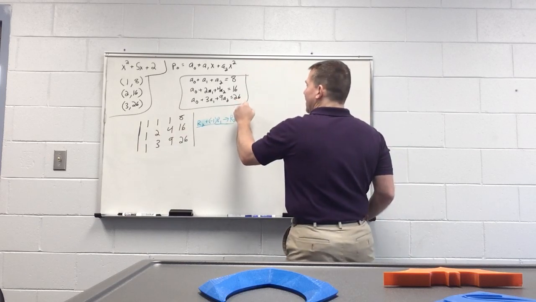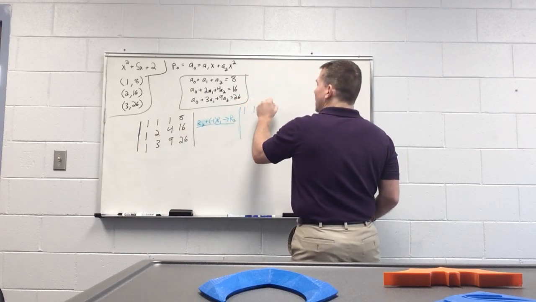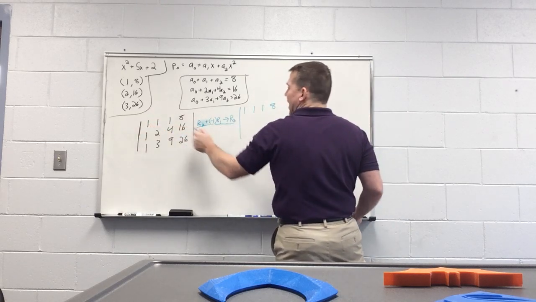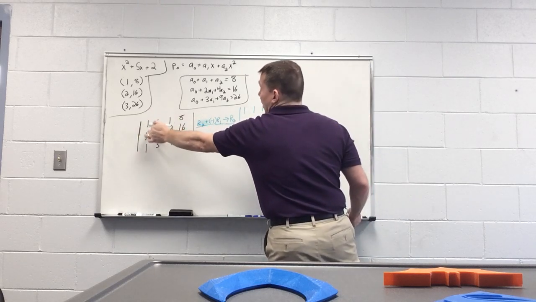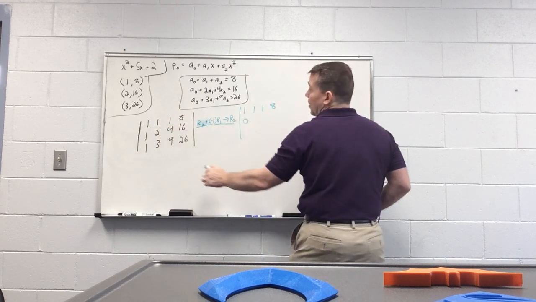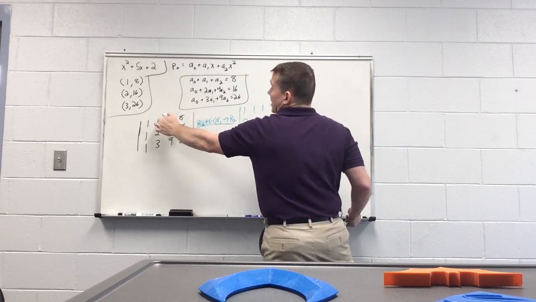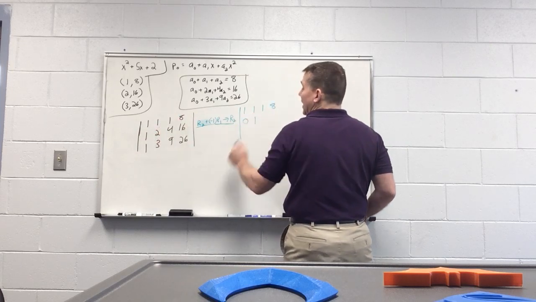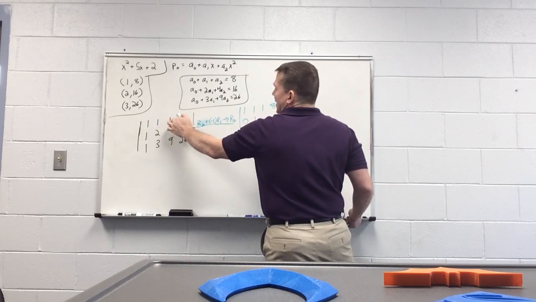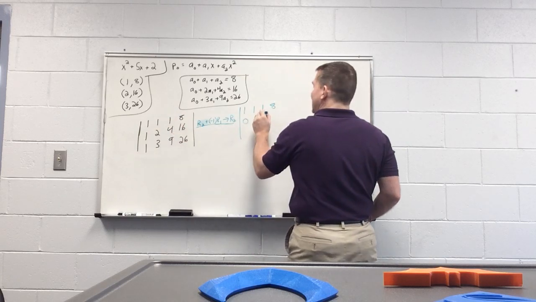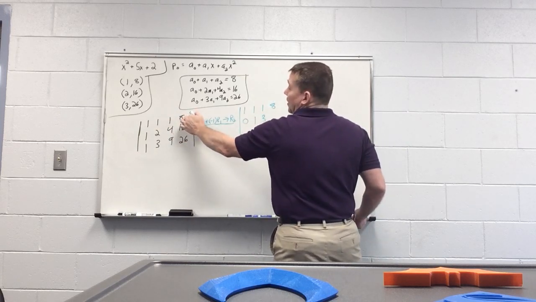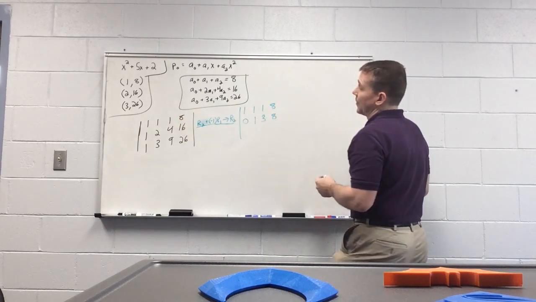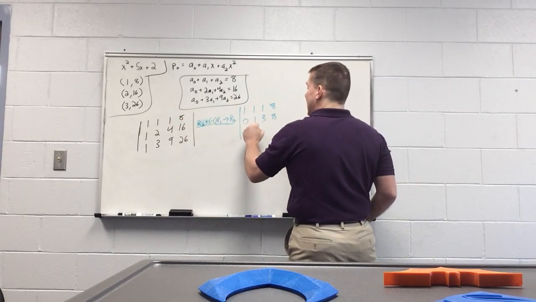Which will give me, the first one will stay the same, 1, 1, 1, 8. The second one, negative 1 times 1 is negative 1 plus 1 is 0. Negative 1 times 1 is negative 1 plus 2 is 2 minus 1, 1. Negative 1 times 1 is negative 1. 4 minus 1 is 3. Negative 1 times 8 is negative 8. 16 minus 8 is 8. And then the bottom one stays the same.